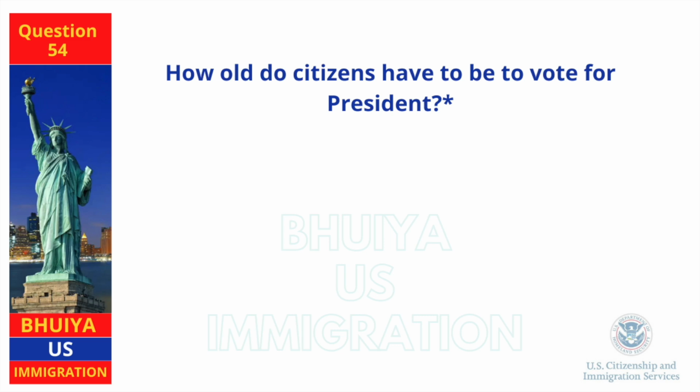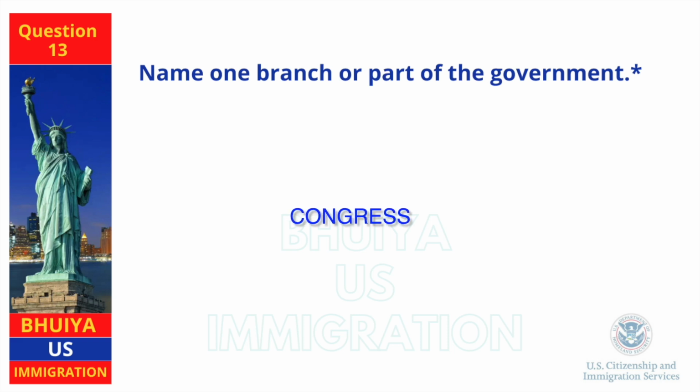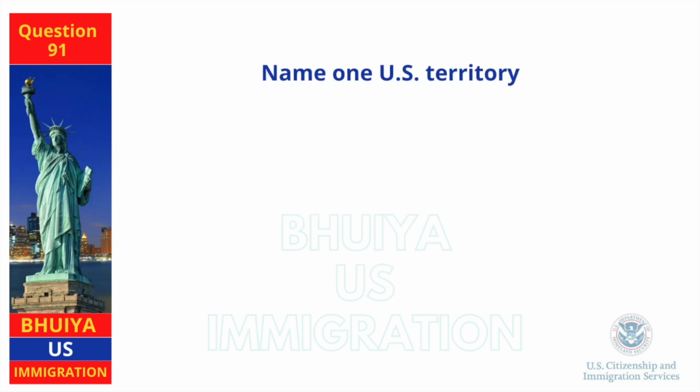How old do citizens have to be to vote for president? 18 and older. Name one branch or part of the government. Congress. Name one U.S. territory. Guam. Name your U.S. representative.